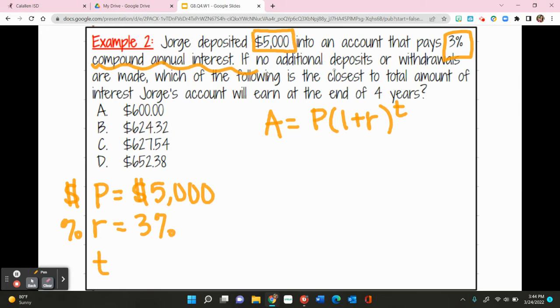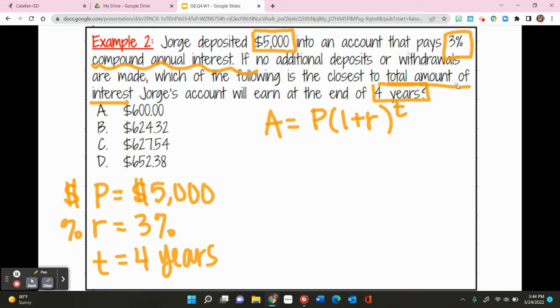If no additional deposits or withdrawals are made, which of the following is closest to the total amount of interest earned at the end of 4 years? So my time, again, has to be in years, and this is 4. Now, I want you to notice how in the problem they are specifically only asking for the amount of interest earned. Now, with the compound annual interest formula, you are finding your account balance.